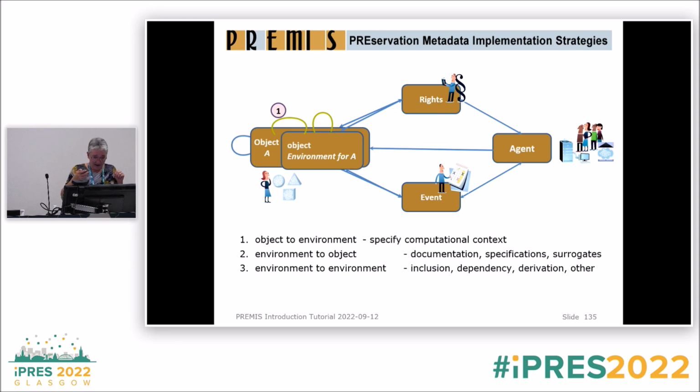And then there's environment to object. That could be, for instance, if you have an object with documentation of the environment, then that documentation can point to the environment. Or the environment can point to the documentation of it, sorry. And the third one, sorry, there's something with the animations here. The third one is from environment to environment, and that could be inclusion or dependencies, or for instance, this operating system should be on this hardware or whatever.